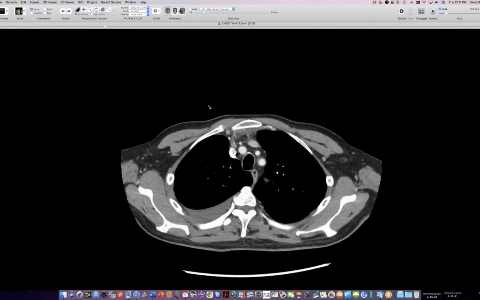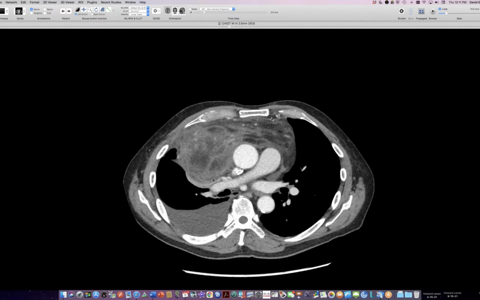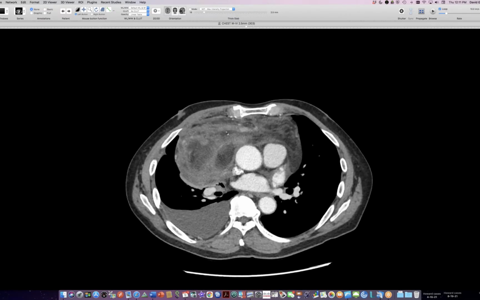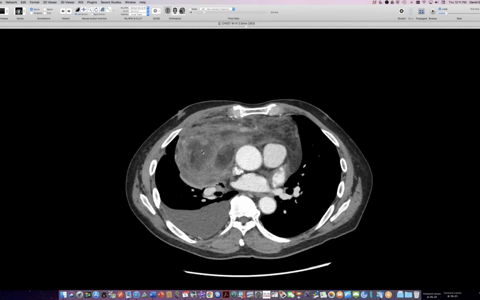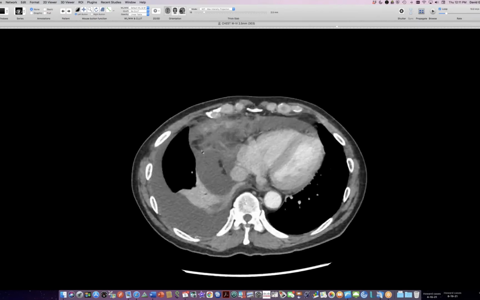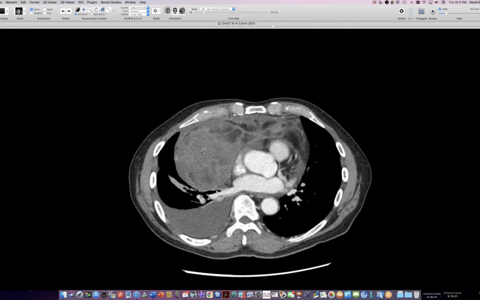Here it is then another year later. You can see it's gotten much bigger, and the ratio of solid components to the fatty components has increased, and it's the solid components that are probably the more malignant parts of this tumor. So this has progressed dramatically over the years.